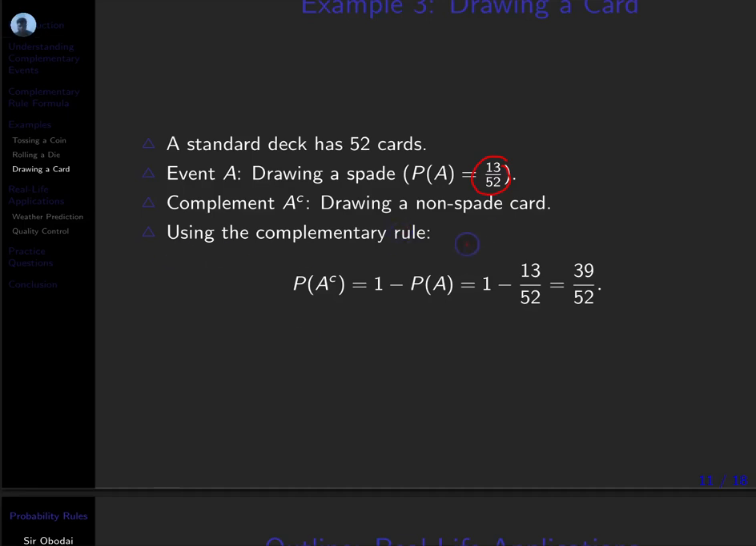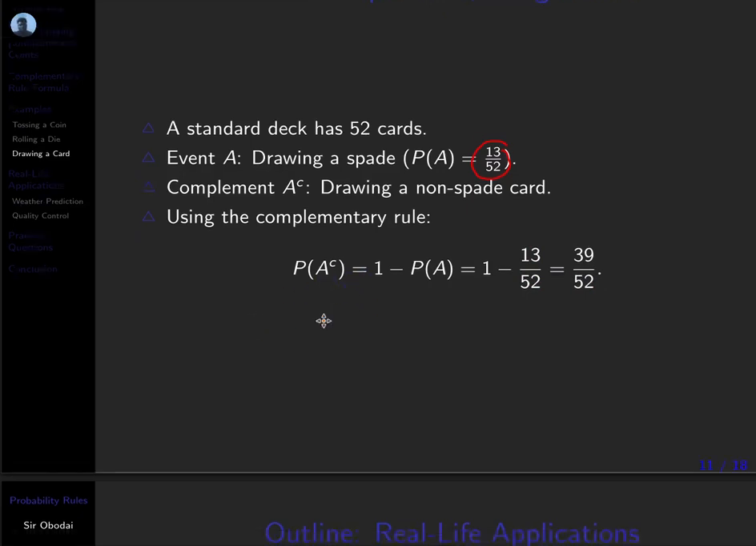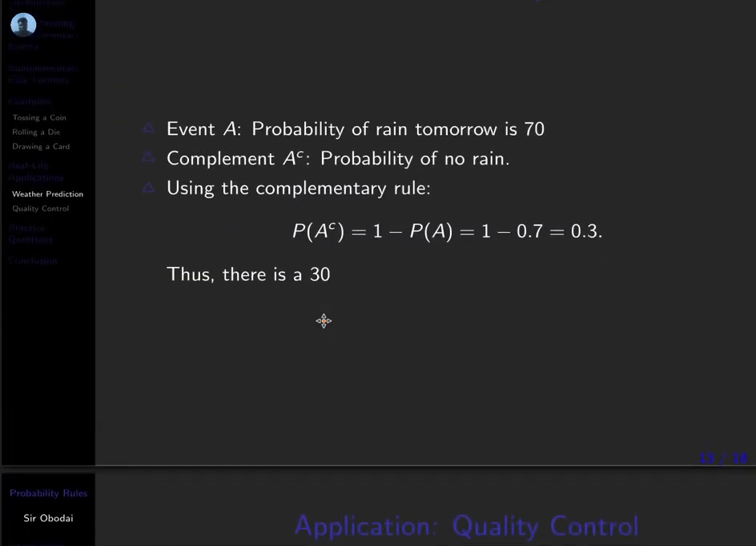Hence, using our complementary rule, it applies here as well. 1 minus that which favors the event, and 1 minus 13/52 then gives us 39/52. All right. So let's look at 2 practical questions, and then I'll leave some other practice questions as well.